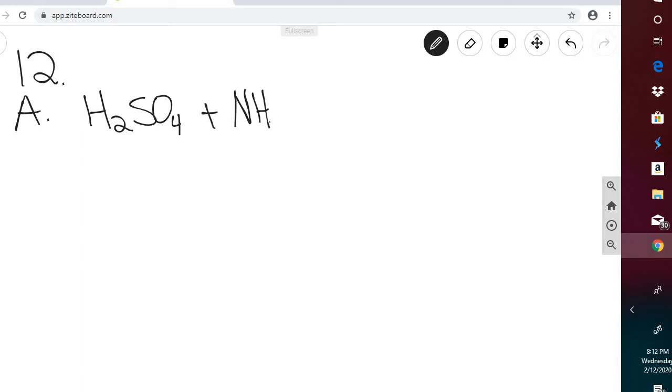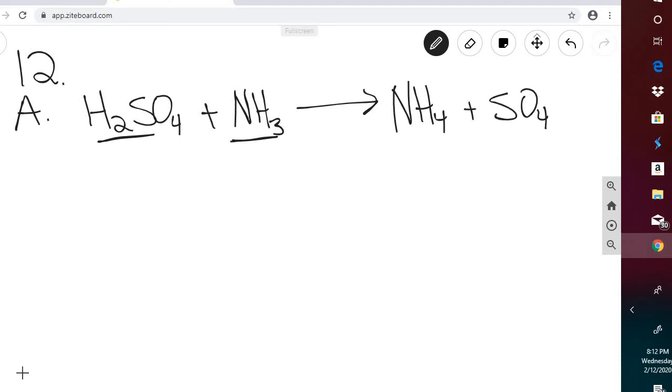And so looking at this, you should recognize right away that this is the acid because it has the hydrogen on the front, and you've memorized that ammonia, NH3, is a base. So the hydrogens are going to be donated to the NH3. That will become NH4. And then you just have the sulfate left over. And then you have to balance it.